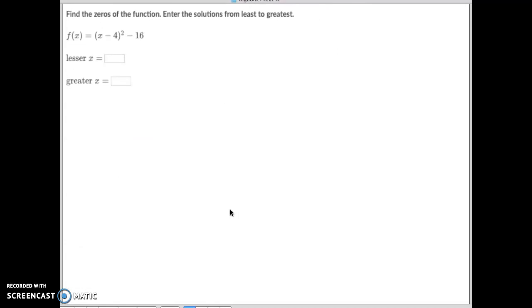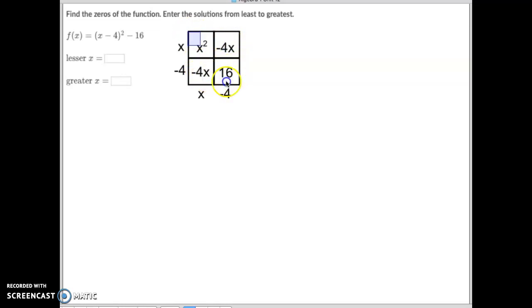Everything looks exactly the same right now. We have the same kind of setup here. We have x minus 4 quantity squared minus 16. So the first step is we're going to multiply these together, x minus 4 times x minus 4. I put it all together this time. So x minus 4 times x minus 4, we've got x squared, negative 8x, and 16.